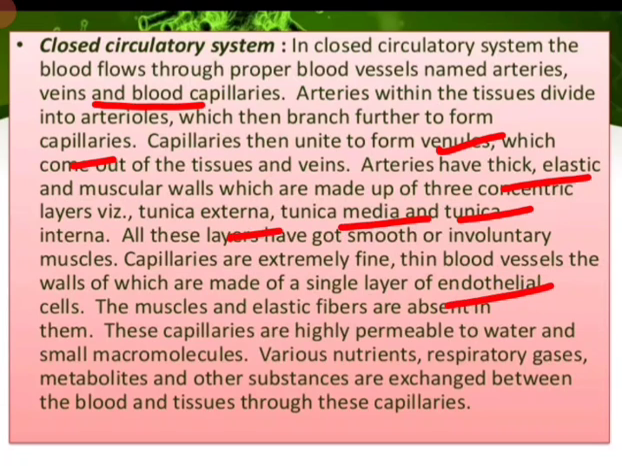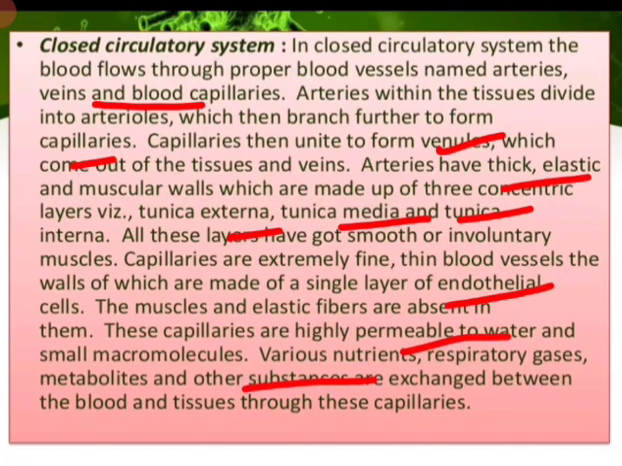Muscles and elastic fibers are absent in them. These capillaries are highly permeable to water and small macromolecules. Various nutrients, respiratory gases, metabolites and other substances are exchanged between the blood and tissues through these capillaries. So capillaries are the main part through which exchange of respiratory gases and nutrients occurs, because they are very fine, delicate and a unit membrane structure.